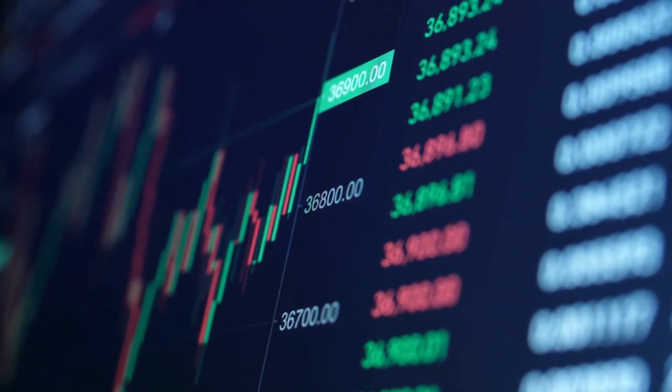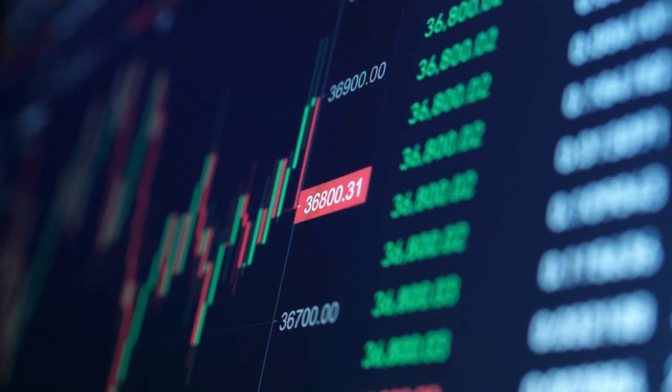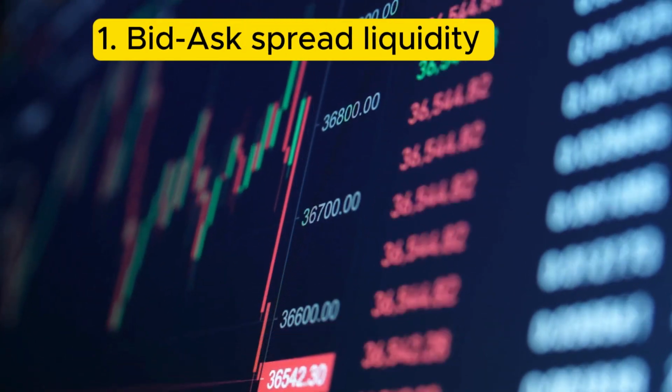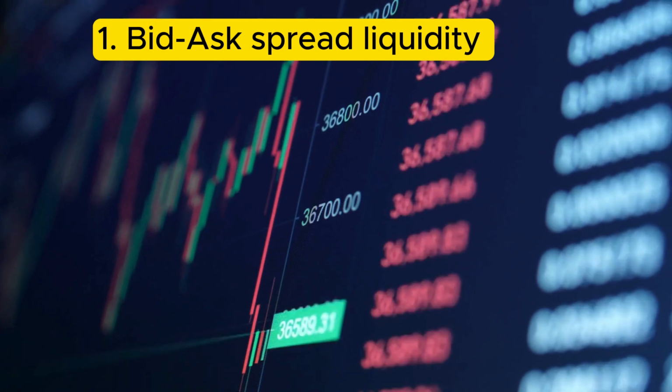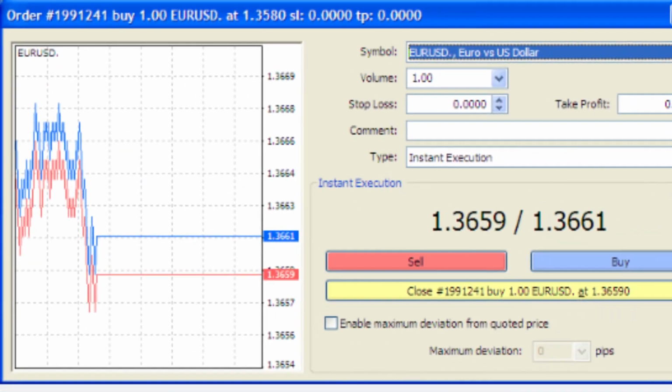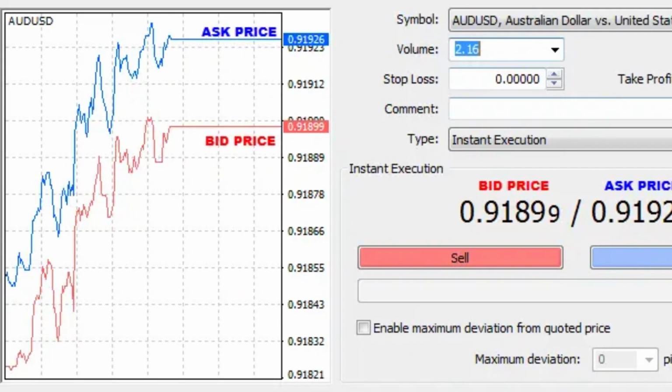Let's move to types of liquidity. In the Forex and stock markets, there are two primary types of liquidity. 1. Bid-ask spread liquidity. This type of liquidity is represented by the difference between the bid, or buy, and ask, or sell, prices of a currency pair. Tight spreads indicate high liquidity, while wider spreads indicate lower liquidity.